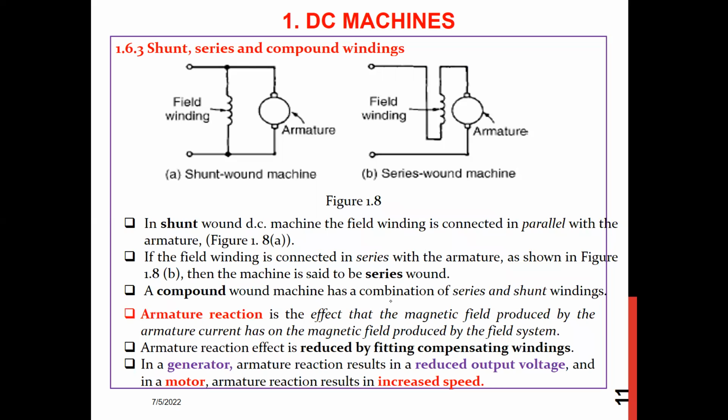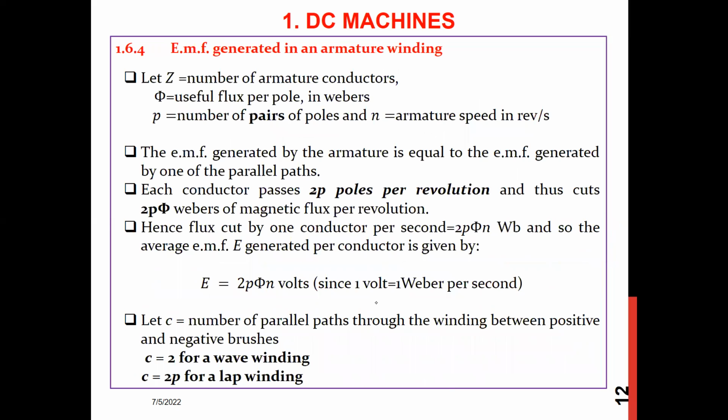Then we have seen the shunt, series, and compound windings. The shunt wound machines have the field winding connected in parallel with the armature. The series wound machine has the field windings connected in series with the armature, while the compound wound machine has both series and shunt windings.